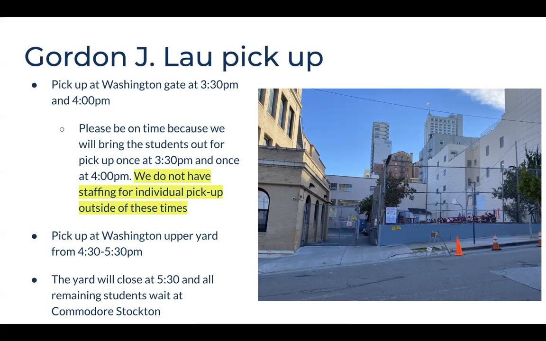If your contract hours is between 4:30 to 5:30, then the students will already be in the yard playing, and so you can go straight into the yard to pick them up. And then the yard will close at 5:30, and then all the remaining students will come back to Commodore Stockton building to wait for pickup.